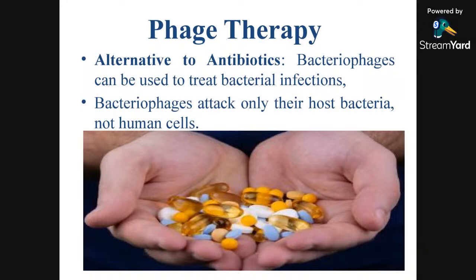First is phage therapy. Bacteriophages are used as an alternative to antibiotics. Bacteriophages can be used to treat bacterial infections, especially those caused by antibiotic-resistant bacteria. Phage therapy involves using specific phages to target and kill harmful bacteria, offering a potential solution to the growing problem of antibiotic resistance. Before antibiotics were discovered, there was considerable research on bacteriophages as treatment for human bacterial disease.